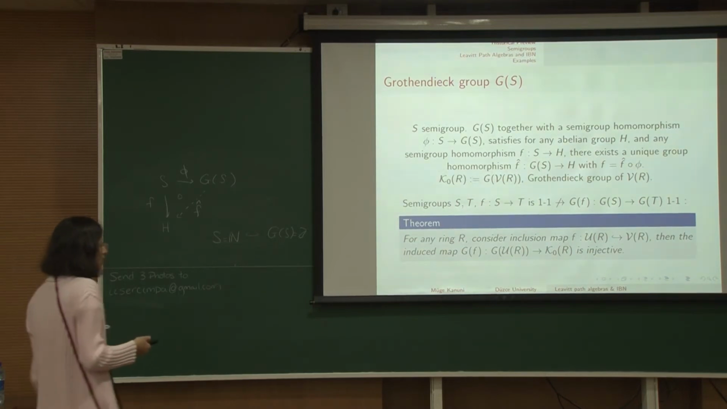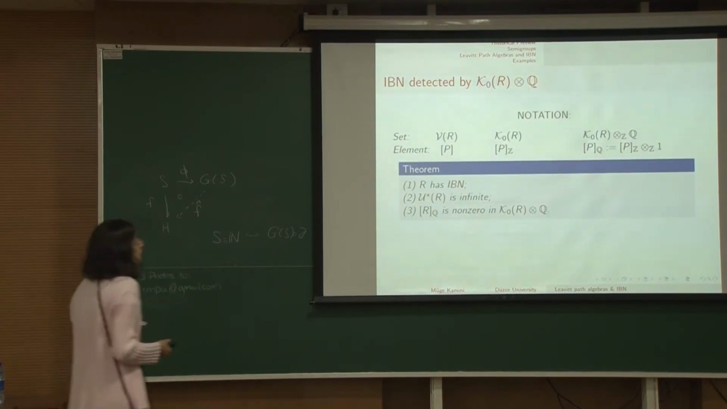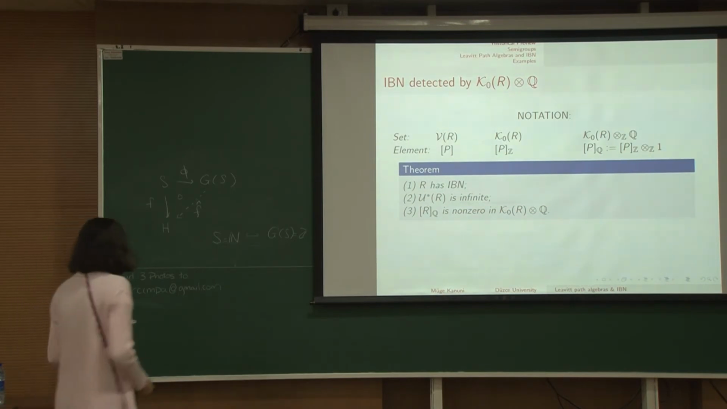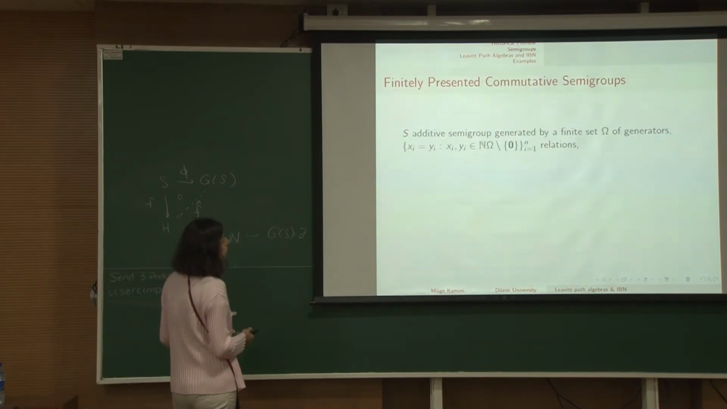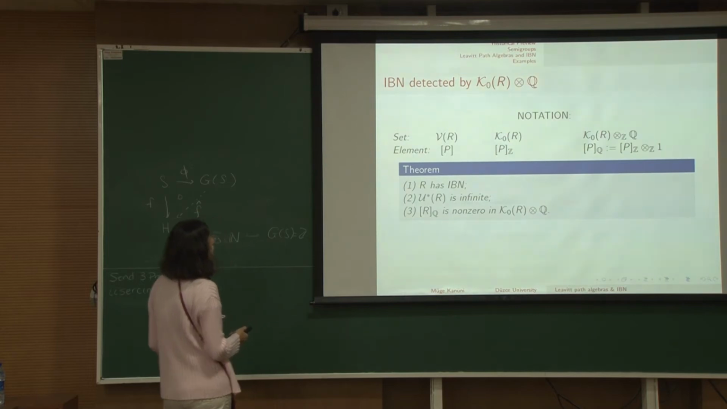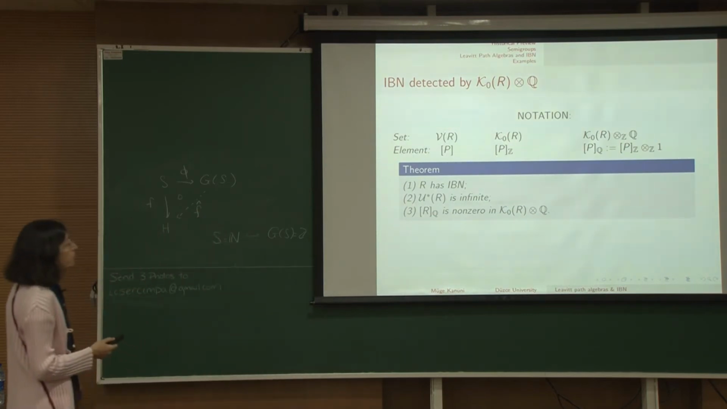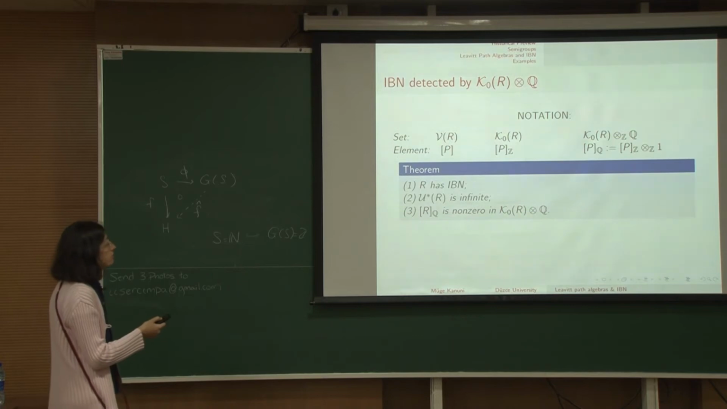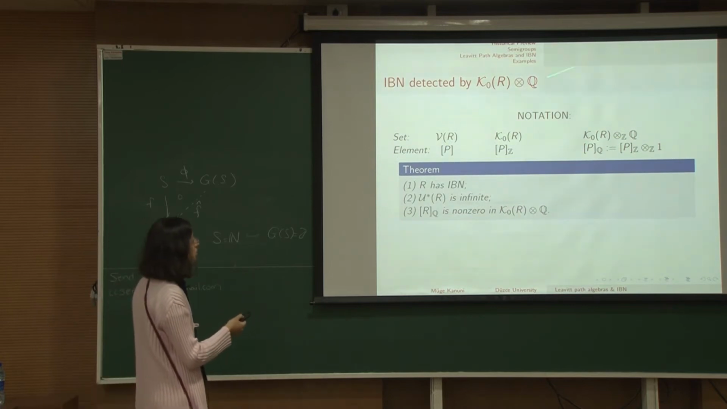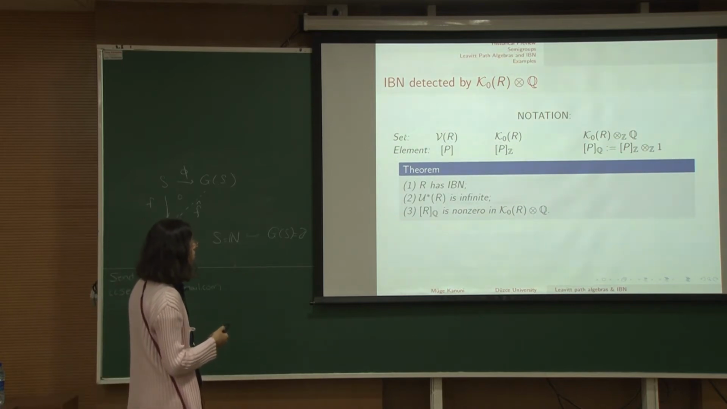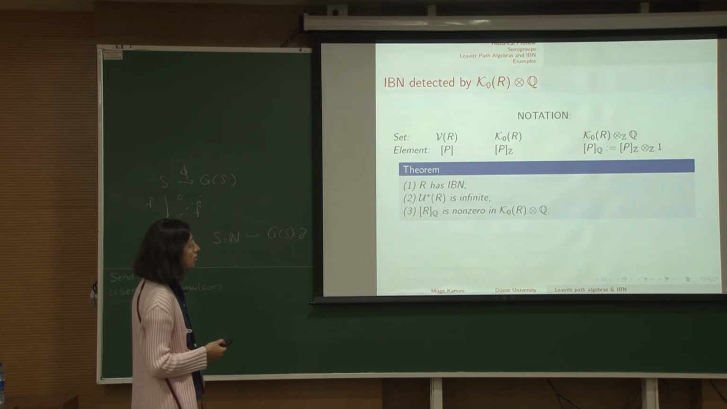This will be useful in our calculation. Now, the Archimedean property of the ring is detected by the K0 tensor Q. Let me put the notation here. If I consider the set V of R, then the Grothendieck group of that is K0 of R. Then I tensor it over Z with Q, so I get this set.